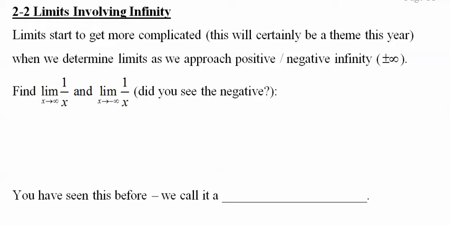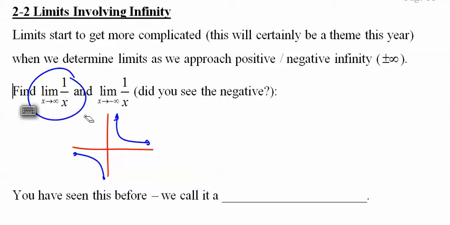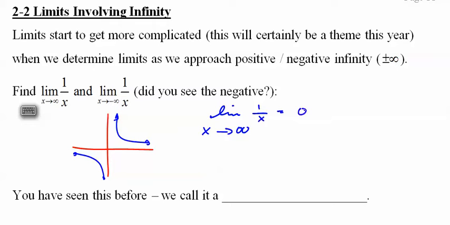So let's talk about it as we get out to infinity. Let's do a very quick graph. And this is 1 over x, something like this. What's the limit as x approaches infinity of 1 over x? 0. It's getting closer and closer and closer to the 0 line here.